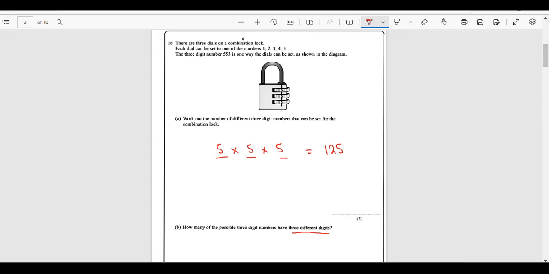3 different digits. You do, you do, oh, wait, let me think. Oh, do you do 5 times 4 times 3 to get 60? Very good. Yes, very good. Excellent.